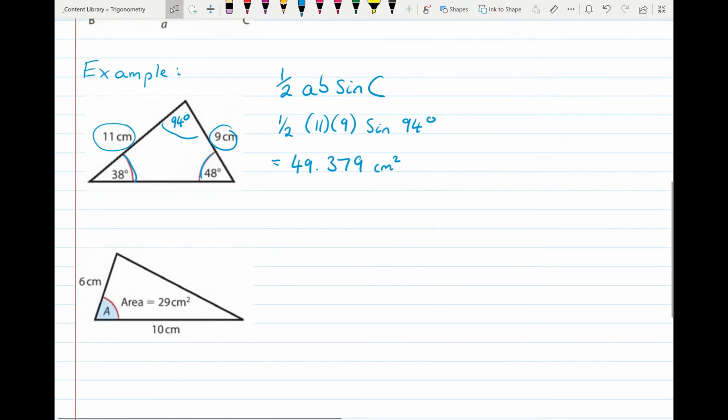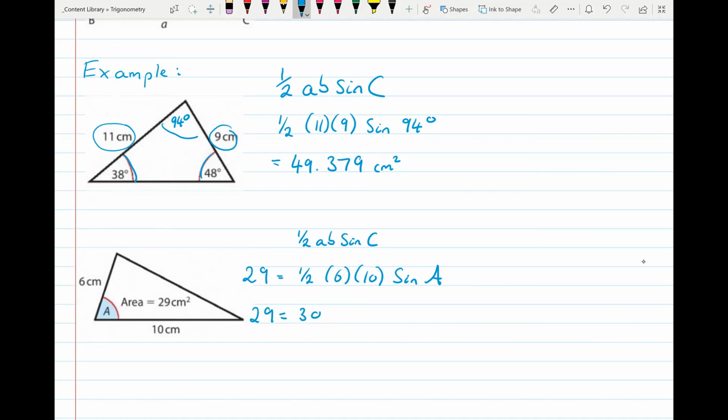One more example. Again, we have a triangle, but now we are told the area and we need to work backwards to find the angle. So put down your formula straight away and fill in the values you know. Well, I know two of the sides are going to be 6 and 10. They're either side of angle A. And that is all going to equal 29. I'm going to tidy this up a small bit. So it's going to be 29 equals 30 sine A.